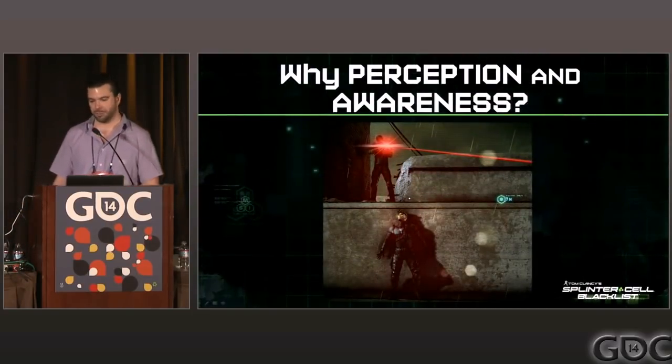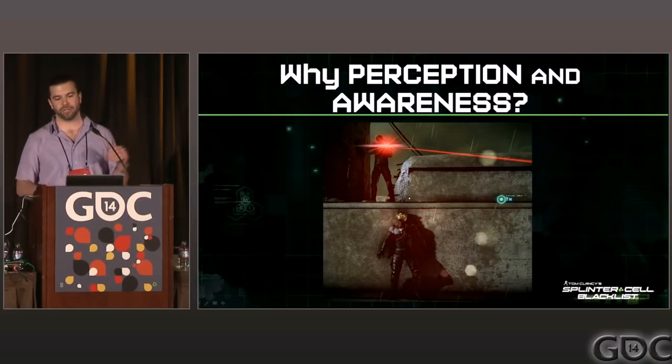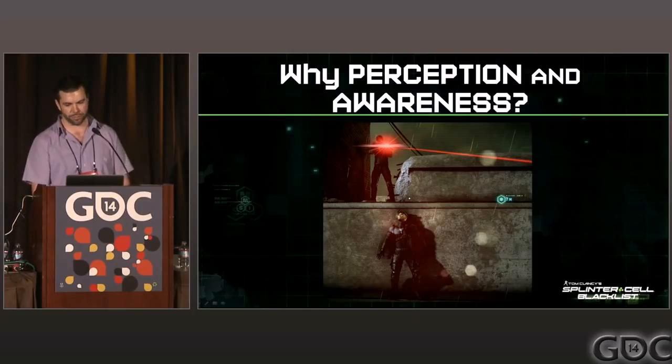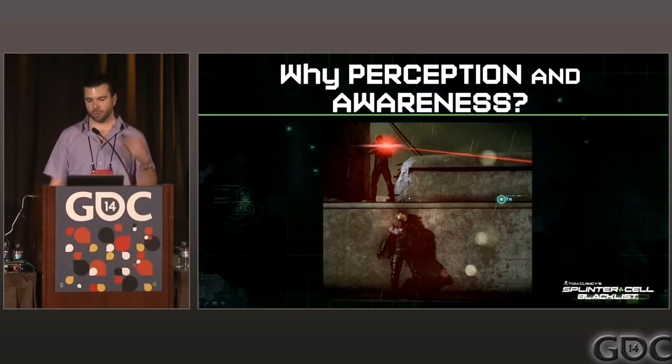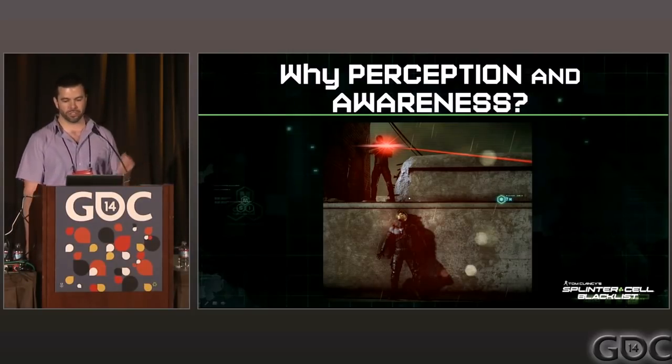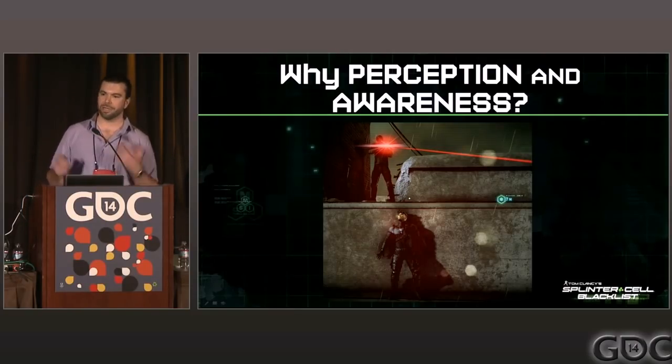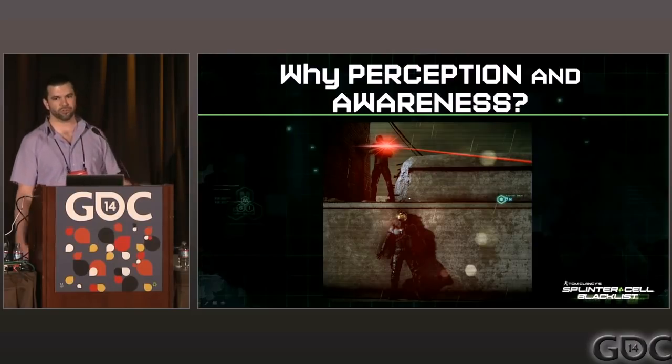So why perception and awareness? Well, if the AI in your game doesn't always magically know where the player is, you need some type of perception and awareness model. And with more and more games incorporating stealth elements, how these models function can really shape the quality of the experience you provide. And Blacklist obviously has a very heavy stealth component, so for us these models are extremely important.